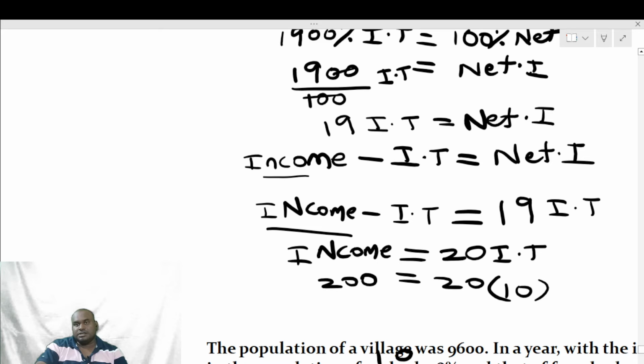So 10 out of 200 is nothing but 10 by 200 into 100 to get the percentage. So it will be 5 percentage. 10 by 200 is nothing but 1 by 20. 1 by 20 into 100 means 5%.